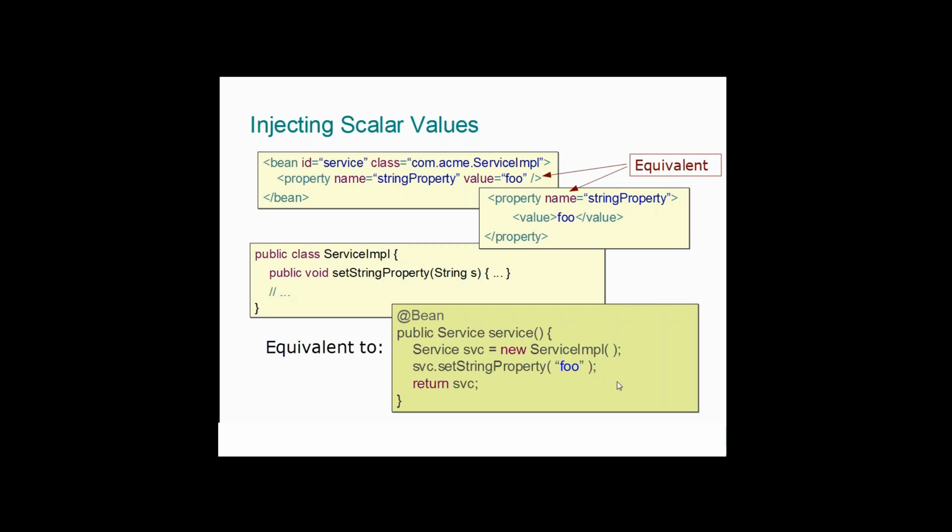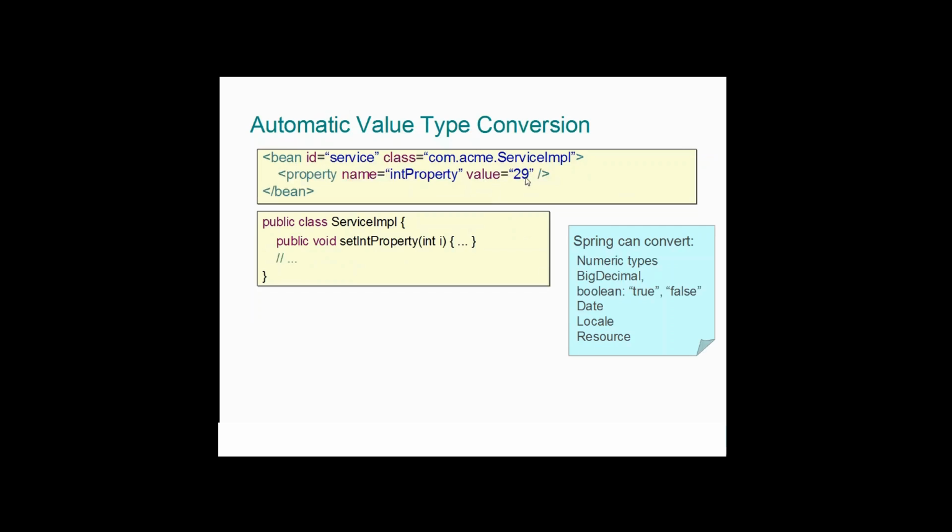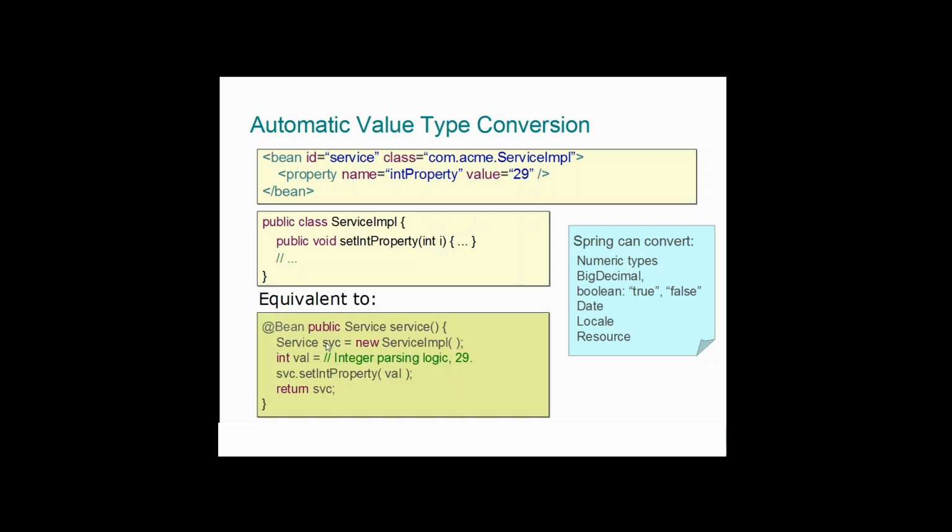So this is the equivalent code. In this case, let's say the value I'm giving is 29, and the parameter is an integer. So the value within quotes needs to be converted to an integer and injected, and this conversion is automatically taken care of by Spring. Spring can convert all the numeric types, BigDecimal, Boolean true or false, date, locale, and resources. There are many other things it can convert automatically. That is a very simple equivalent. You add it and inject the values using a setInt property.